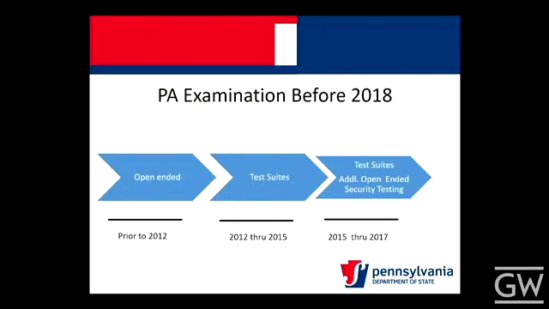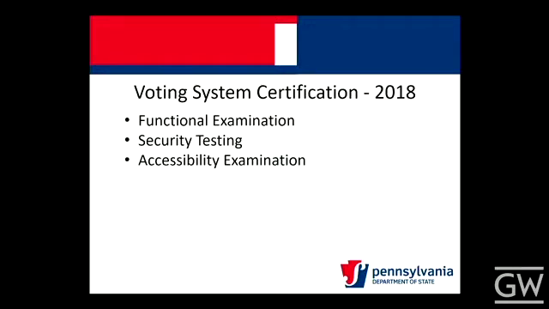So moving on, let's see what happens today, right? So again, this is my way of putting parts to the examination. I'll tell that today's certification examination in Pennsylvania has 3 sections. One is the functional examination, and then the next is the security testing, and then the next is the accessibility examination. So I'll go into brief detail on each of these.